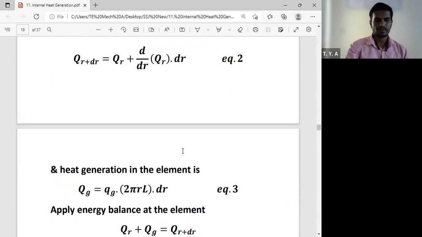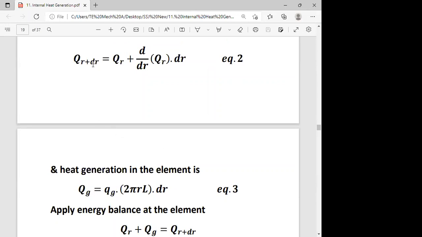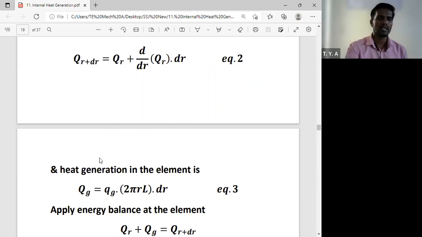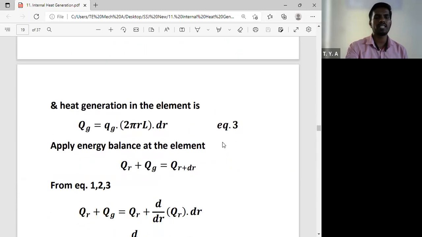Then heat generation. Now we have to consider the heat generation. आपण तीन फॅक्टर कन्सिडर करणार आहे. त्याच्यामध्ये हीट किती कंडक्ट होणार आहे, how much amount of heat is conducted out from the element and how much amount of heat is generated within that element. Okay, so we have written the equation for the QR, we have written the equation for the QR plus DR. Now we have to write down the equation for the heat generation. So we know what is the equation for the heat generation.